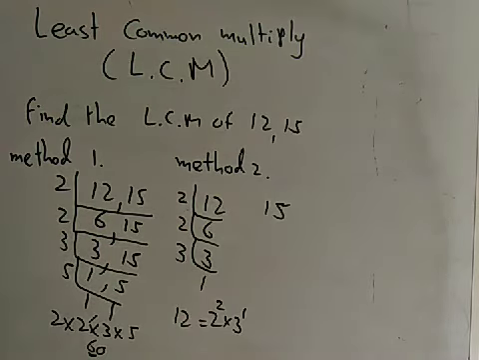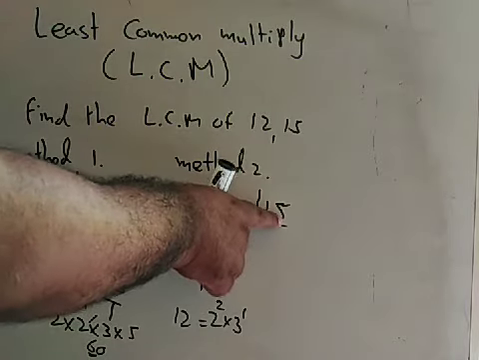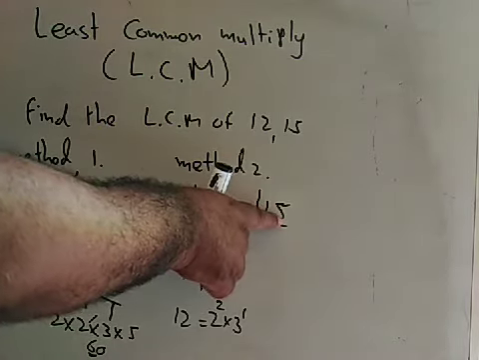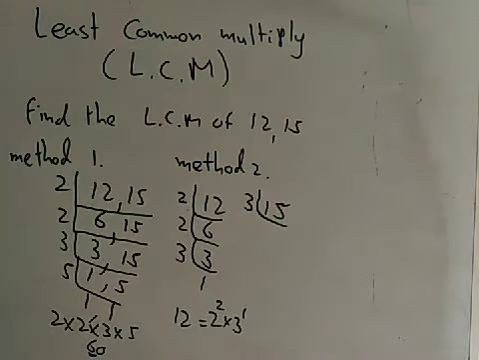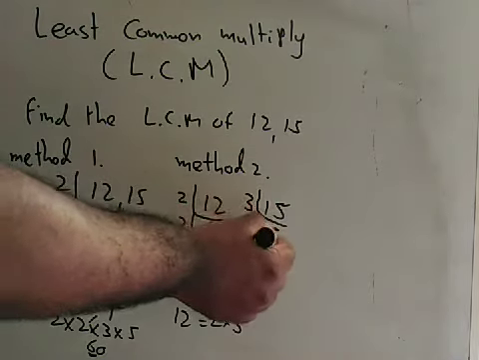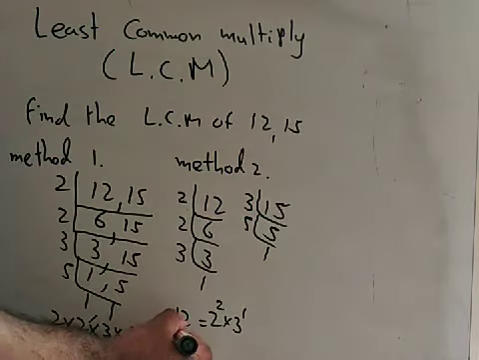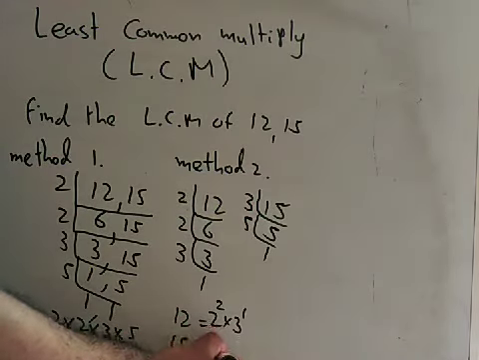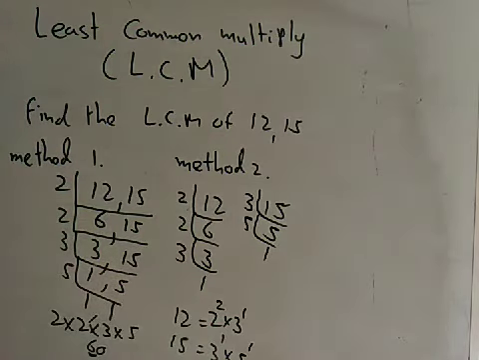Then 15. Can we divide 15 by 2? The unit place is 5, so we can't divide by 2. Then divide by 3. 15 divided by 3 is 5. Then 5 can only be divided by 5, giving 1. Then 15 you can write as 3 to the power 1 and 5 to the power 1. All of them should be written in index form.